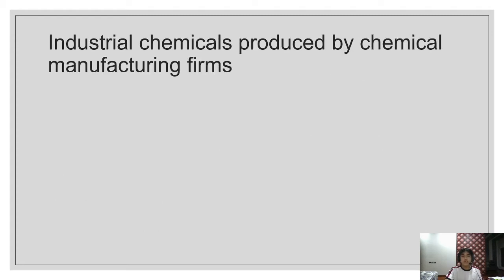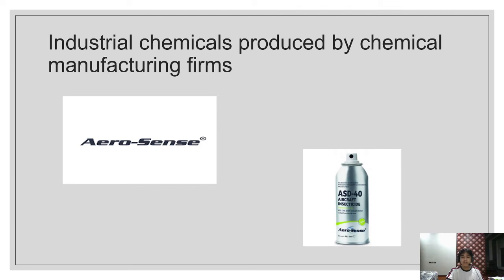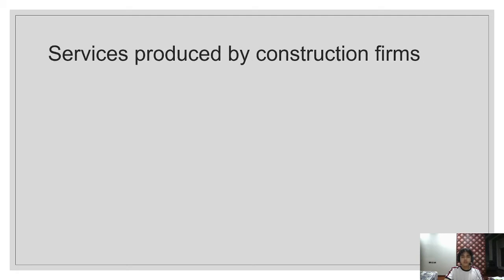So, one example of chemical manufacturing firms is the Aerosense. Aerosense cabin disinfectant is a disinfecting agent for hard surfaces in an aircraft, such as the trays, basins, toilets, and its surroundings. Aircraft disinfection is recommended by the International Health Regulation of the World Health Organization. So, next, let me give you an example about construction firms.